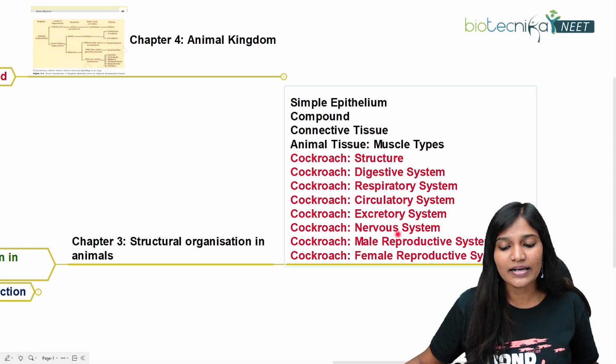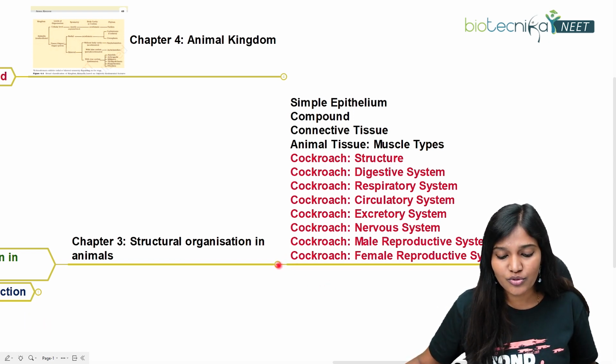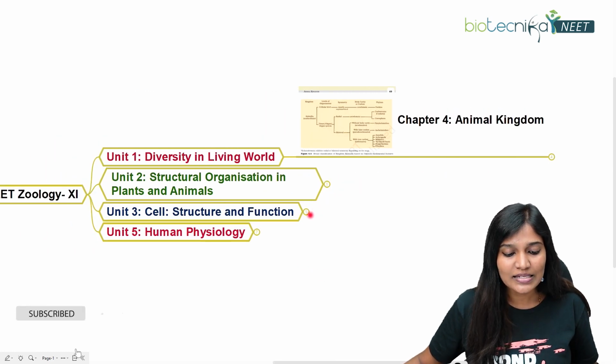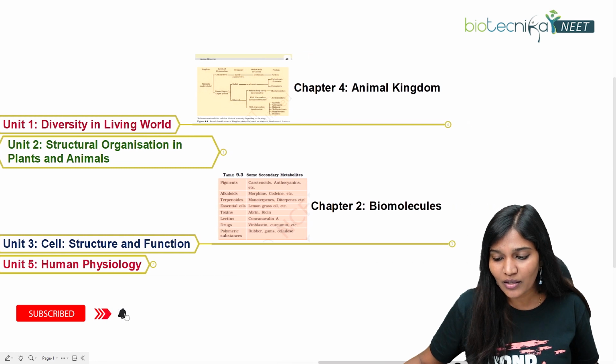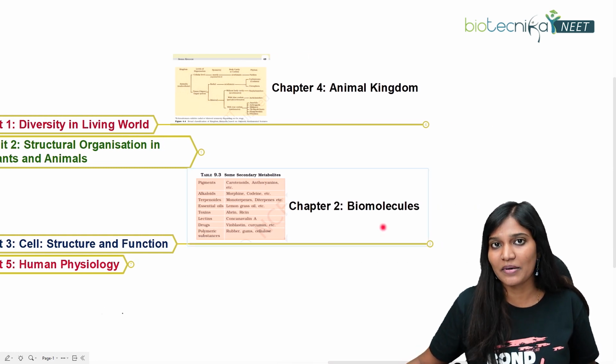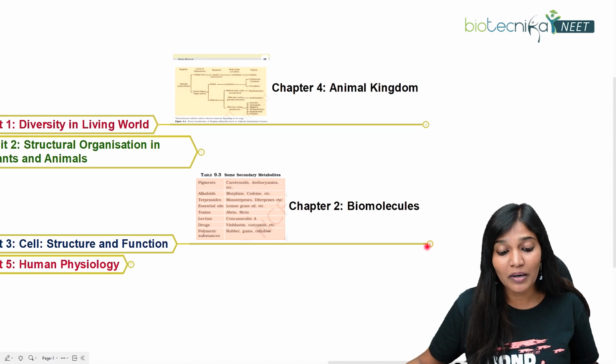All the detailed things that I have written separately here, you should study in the last 50 days of your time. The next one is going to be cell structure and function. You will have questions on biomolecules, the cell as the unit of life, and cell cycle and cell division, expected in botany. Next is going to be biomolecules.